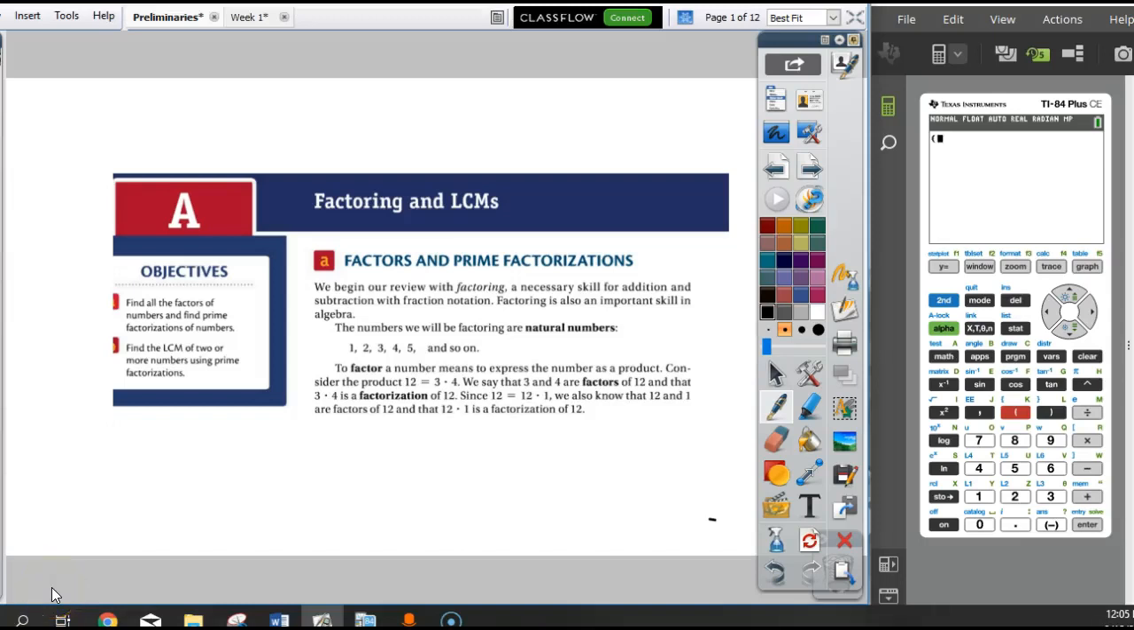All right, so in this video we are going to cover the preliminaries assignment, and so just some common things that we need to know before we can actually dive into the first couple outcomes. And so the first thing that we're going to look at are factors and prime factorization.